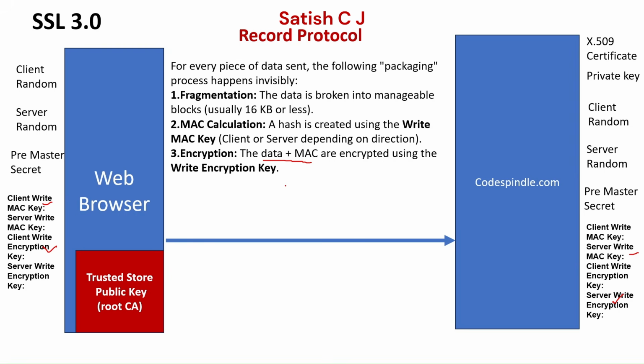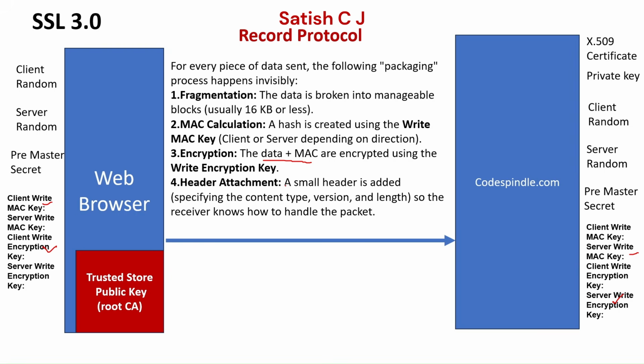write encryption key. So finally, a header is attached to the packet before it is sent, containing the content type, version and length. So every packet is fragmented, MAC is calculated, then the packet is encrypted along with the MAC and then sent by attaching a header to the corresponding party. So both these parties encrypt and decrypt using these four keys.